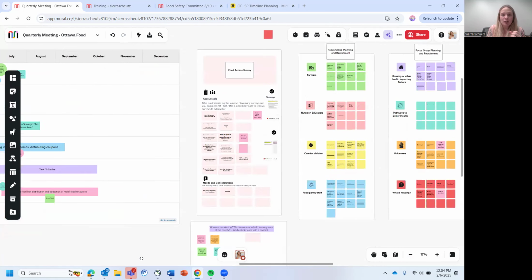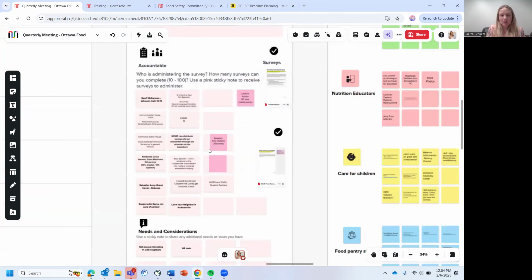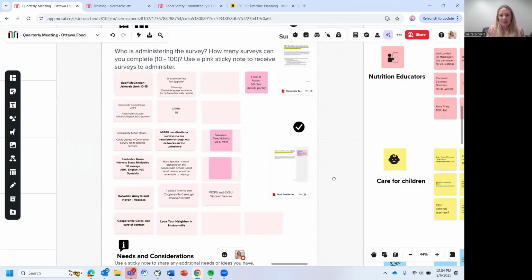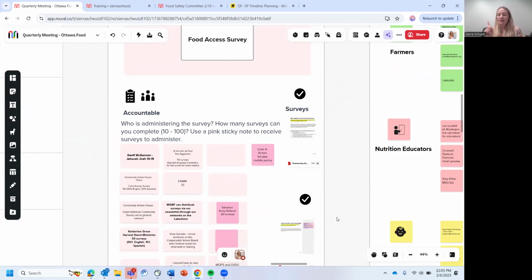All right, moving on to our surveys, which are in light pink here. Ottawa Food in the past has done two surveys that we're going to be replicating. First, there's the food access survey, and then there is the community survey. We are working with our epidemiology department and an inner team of Ottawa Food members to polish up these surveys and get them ready.